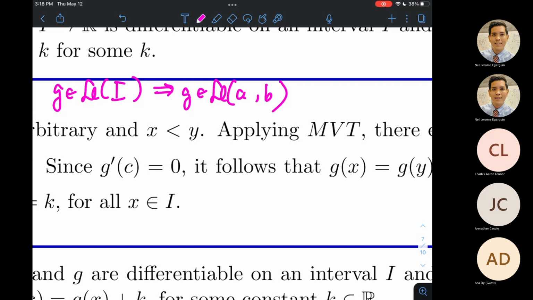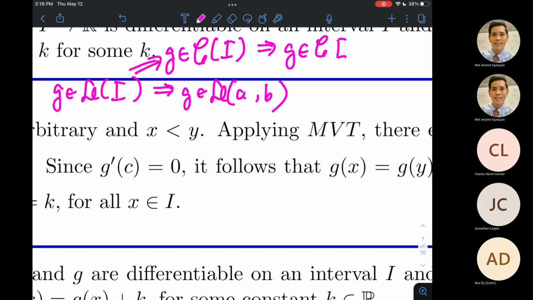Tapos ano pa yung alam ko? Si G ay differentiable kay I. So si G ay magiging continuous. So ito yung isa pang implication. Si G ay magiging continuous kay I. So ibig sabihin continuous siya sa lahat ng number kay I. So siya ay continuous sa lahat ng subsets ni I. In particular, we will be sure that G is continuous on the closed interval XY.